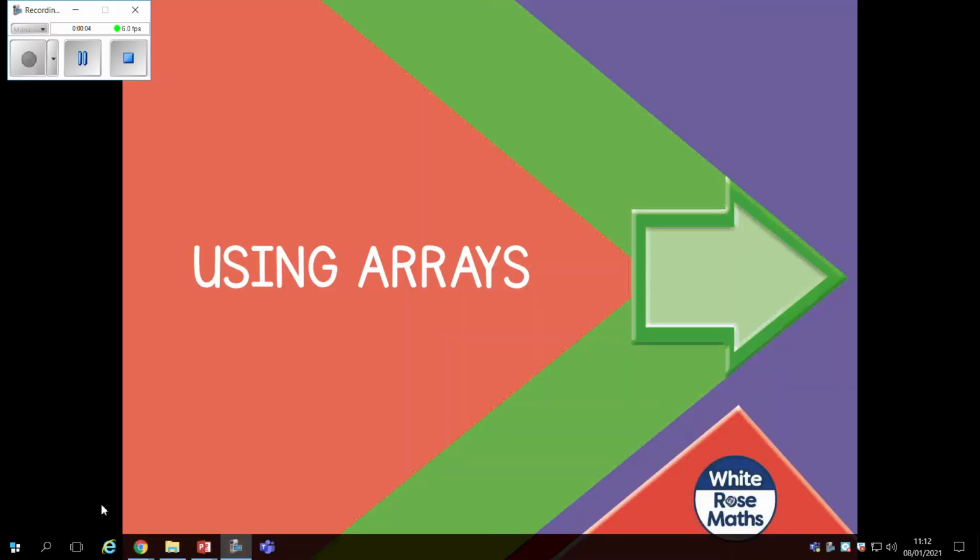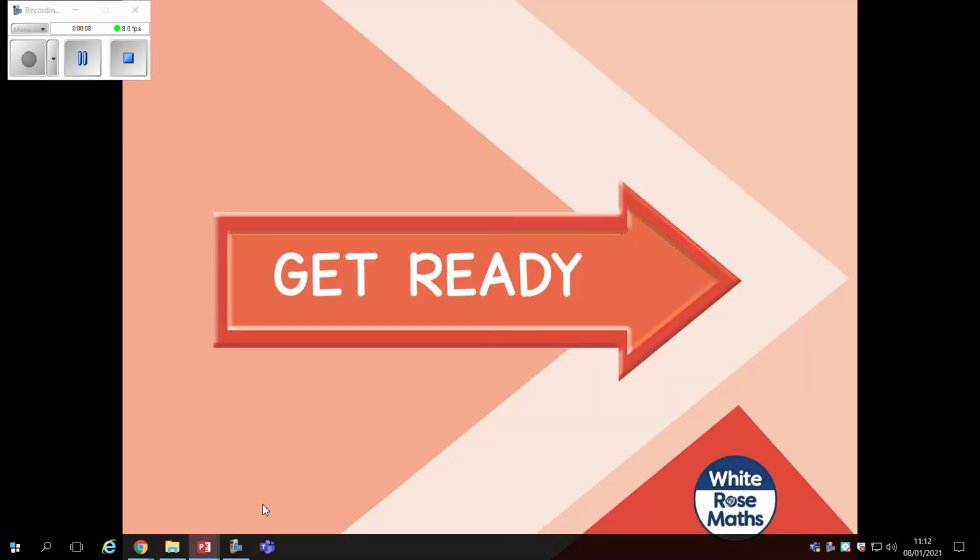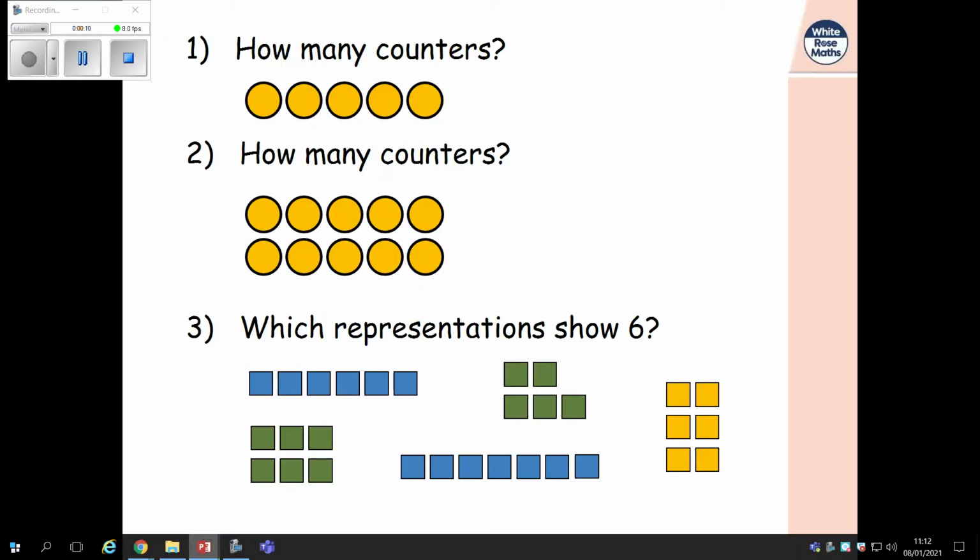So we're going to be looking through the slides to be using arrays today. So let's have a look. So how many counters are there? This is why I'd like you to get your pen and paper, or you could say out loud how many there are. So as you can see, I'm going to be using my mouse a lot today. So let's count them. 1, 2, 3, 4, 5. So there are 5 counters.